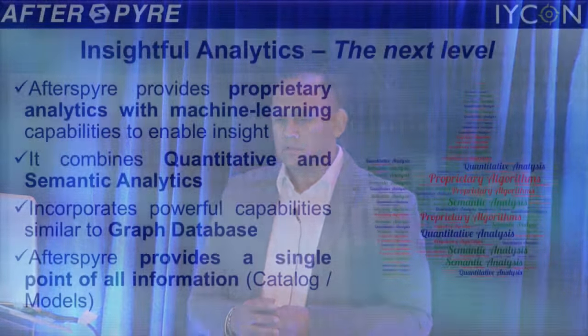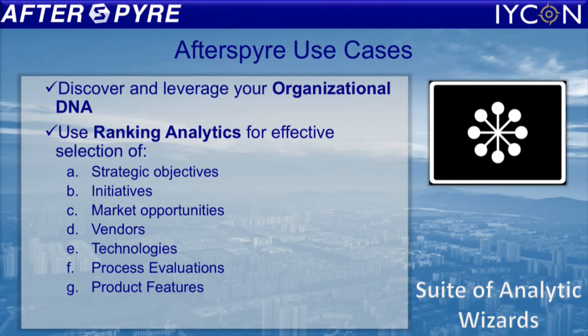Today we are here to introduce Afterspyre again. This is the second generation. It provides proprietary analytics with machine learning, combining quantitative and qualitative and semantic analysis, similar to that of a graph database. The inbuilt wizards have a number of use cases, one of which we'll talk about is the organizational DNA.